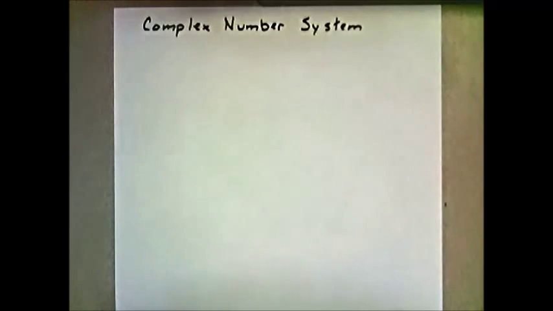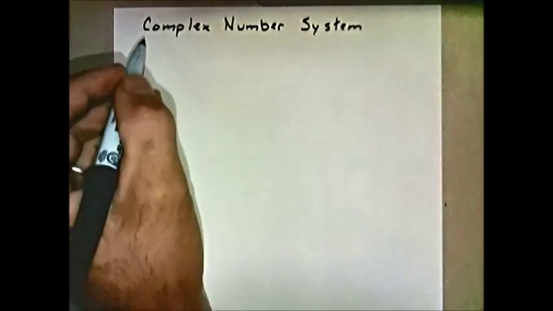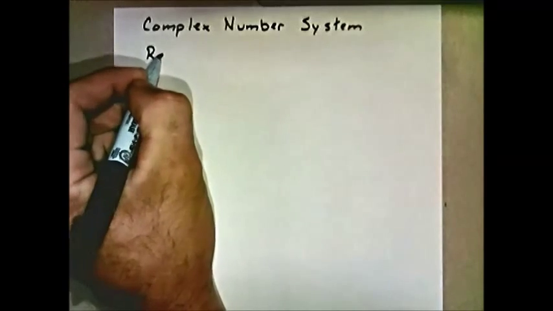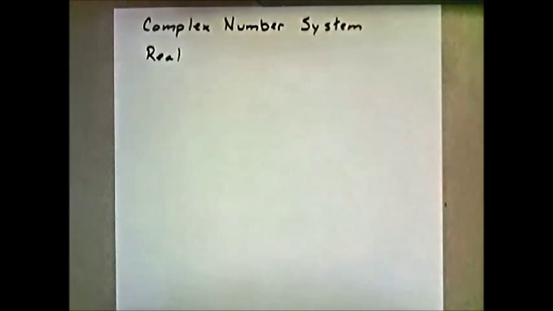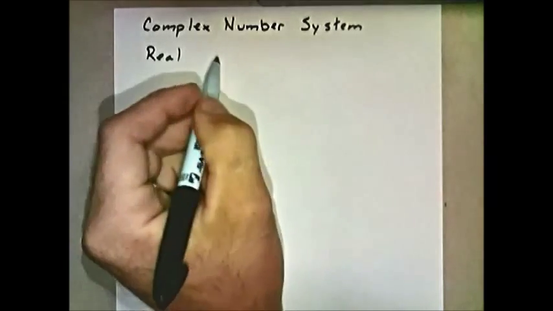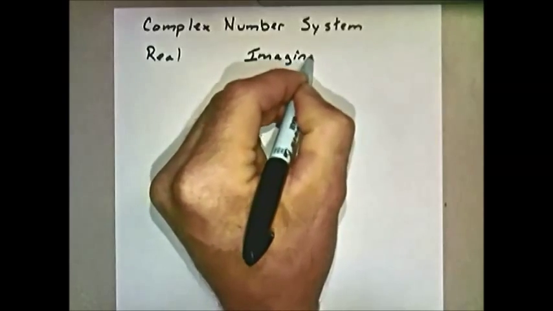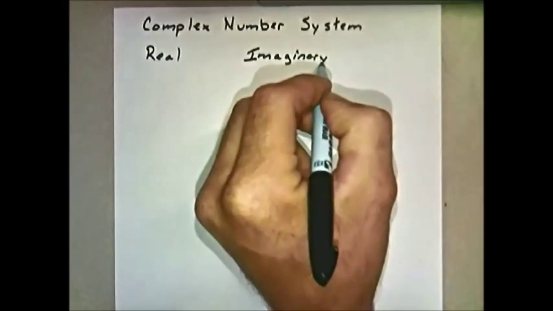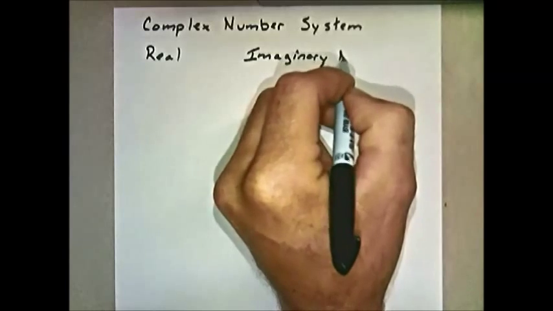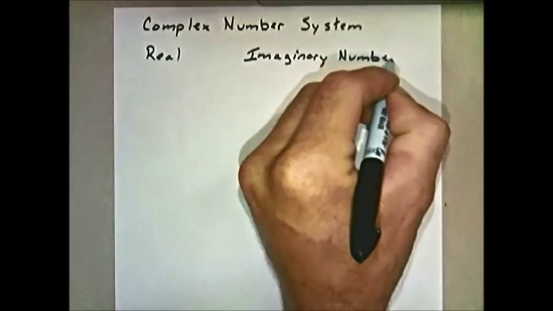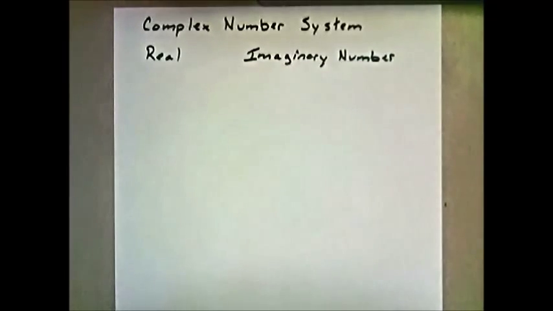The complex number system are the numbers that include the real numbers, which we have talked about in the past. Remember, the real numbers are 3, 8, 0.3, 0.385 that doesn't repeat, as well as the imaginary numbers. And our focus today is going to be on this imaginary number system. What are imaginary numbers and where do they come from and why do we use them?